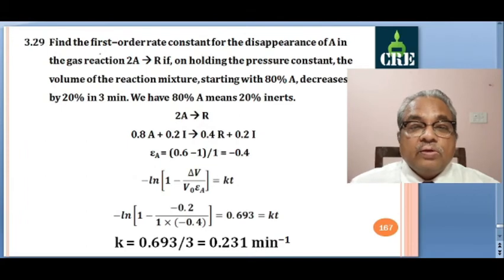Next, 3.29. First order rate constant for disappearance of A in the gas phase reaction 2A gives R. The reaction is 2A gives R. On holding the pressure constant, the volume of the reaction mixture, starting with 80% of A, decreases by 20% in 3 minutes. Pure A is not there, 80% A is there. That means the rest are inerts, which are not taking part in the reaction. So 2A gives R, 1 mole. So 2 moles to 1 mole in a gas phase reaction, so the volume will decrease when you hold the pressure constant.